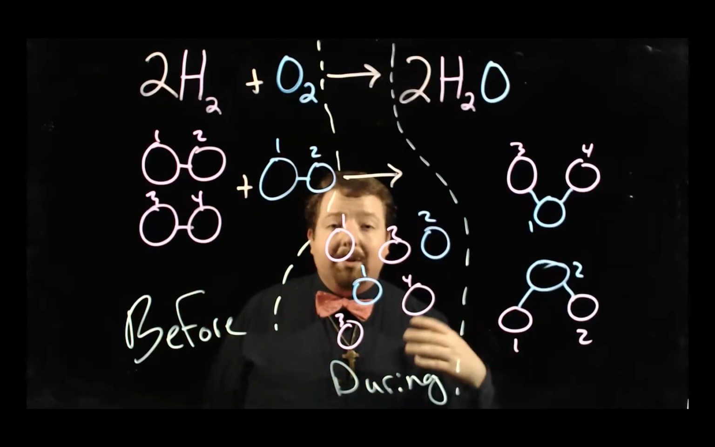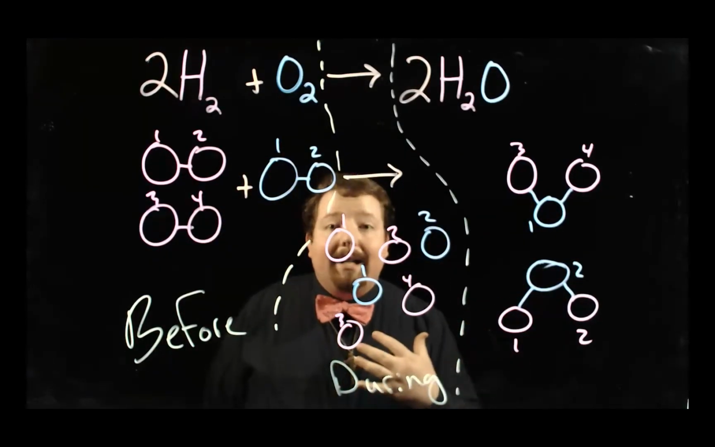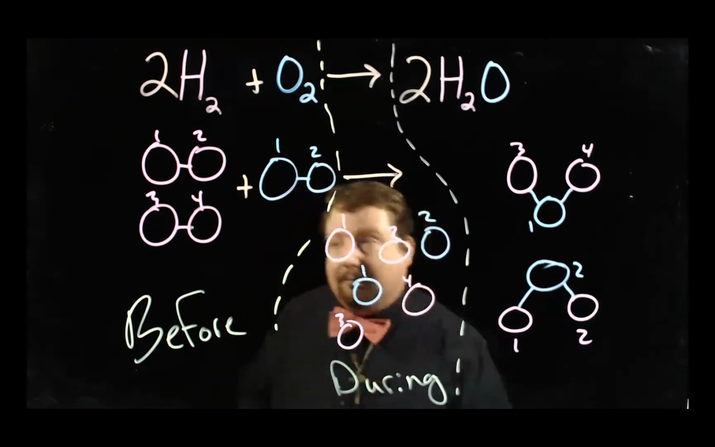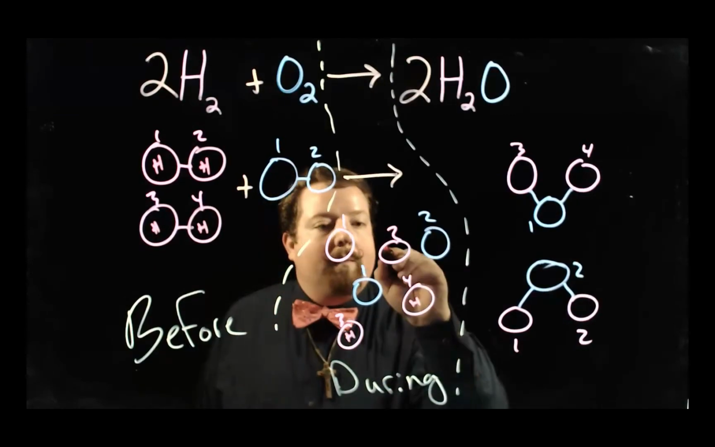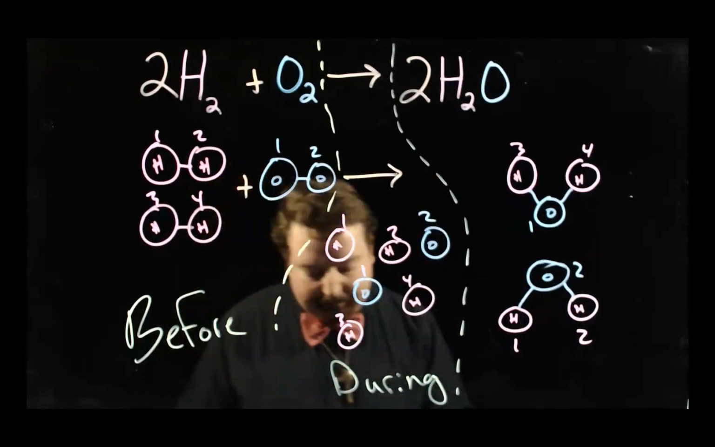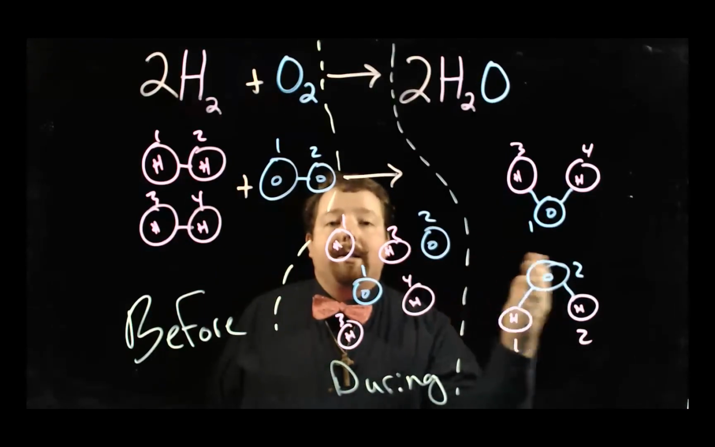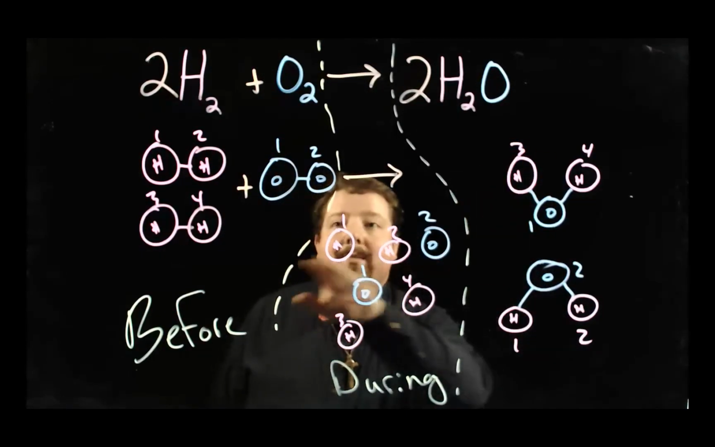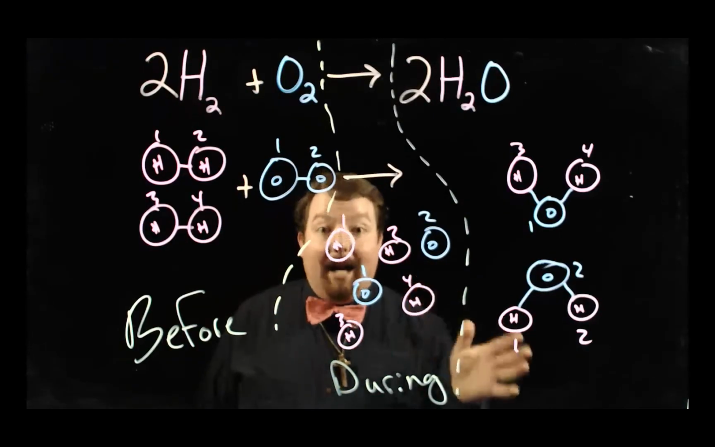There's a couple ways you can do these particle diagrams. I like to use different colors when I draw them, but you could just do circles with letters in them. As long as you can draw these particle diagrams and they correspond with a chemical equation, and you know which atoms are which when you draw them, you'll be fine.